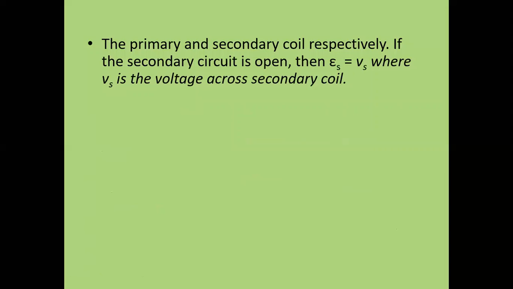Now if the circuit of the secondary coil is open, then epsilon S is equal to Vs, where Vs is the voltage across the secondary coil. So Vs can be written as minus Ns d phi b by dt. That is equation number 4.